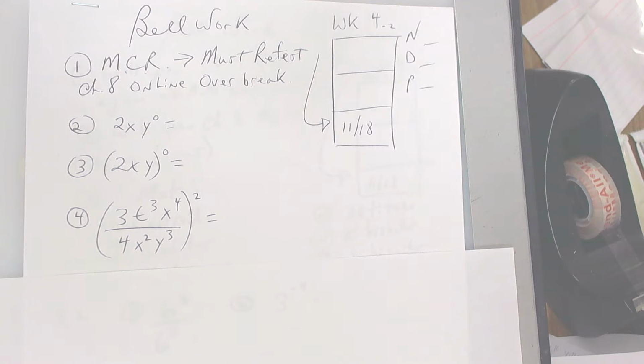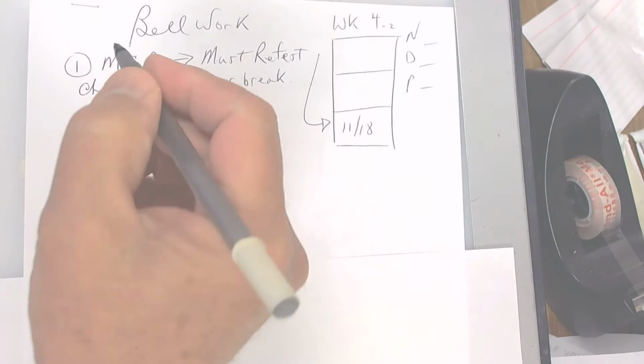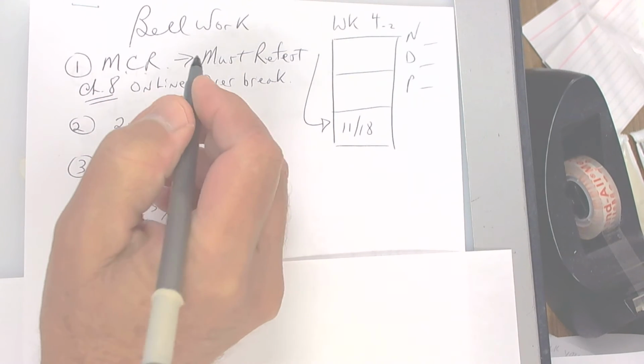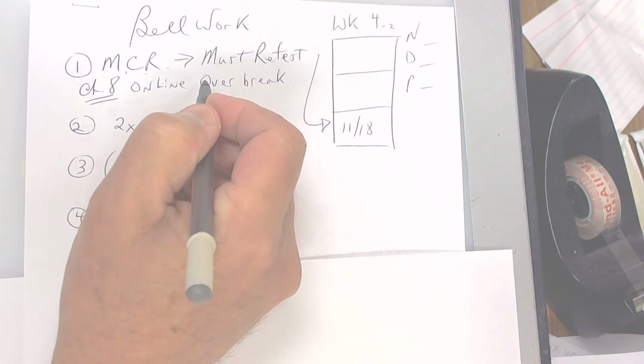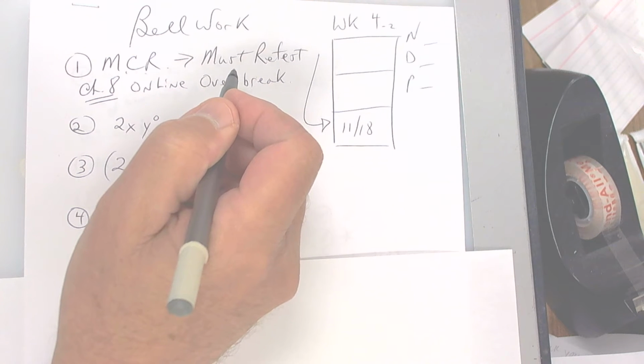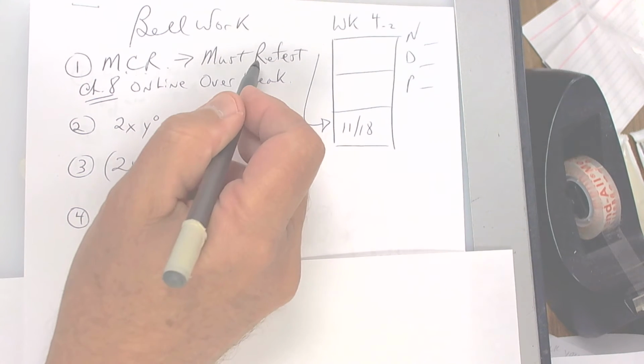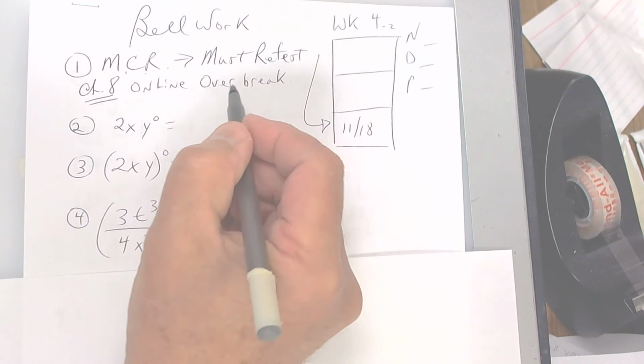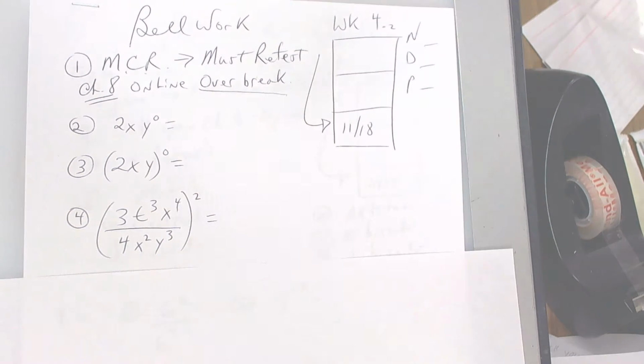And on MCR, everyone must retest Chapter 8. Now, if you're happy with your in-class hard copy, then you don't need to. But everyone else at home and in class that needs to must retest over break. Okay? I'm sorry, I need to get those grades in, and I need you to retest. So plan on doing that.